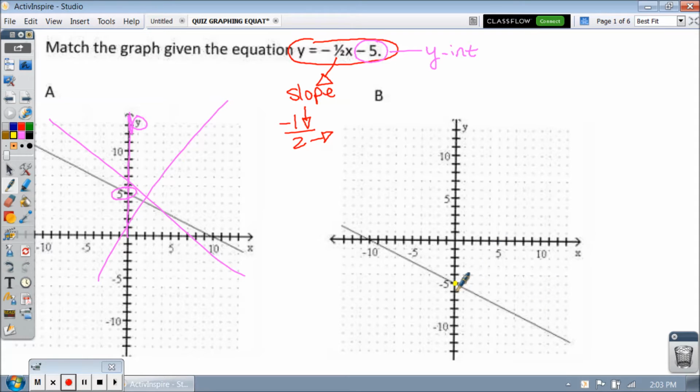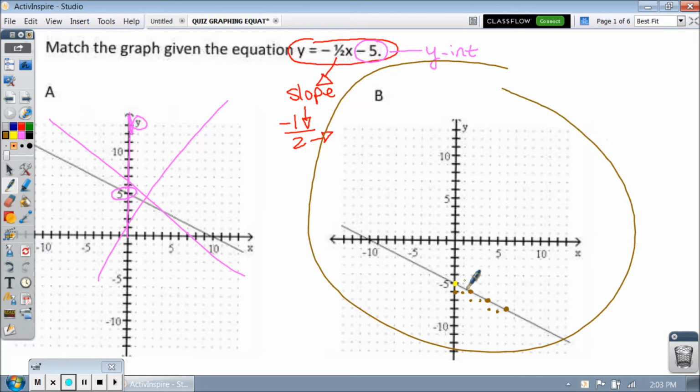Now, if I start here at negative 5 and apply a slope of negative 1/2, let's see if that works. Let's see if it hits the line every time. If I go down 1 and to the right 2, did I hit the line? Yes. Down 1 and to the right 2, do I hit the line? Yes. Down 1 to the right 2, I hit the line? Yes. So our answer is graph B.